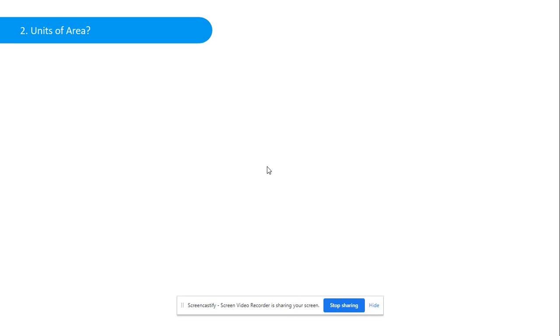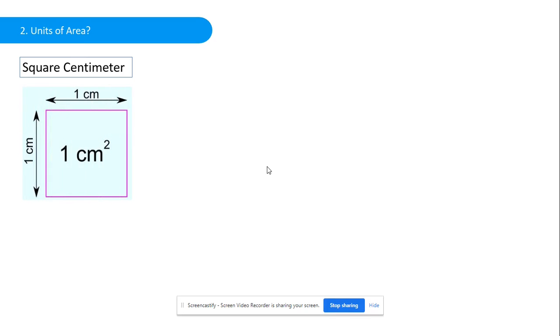Next, we want to know what are the units of area. The most basic unit is the square centimetre. This is, if we think about a square that is 1 centimetre wide and 1 centimetre long. So this square would have an area of 1 centimetre squared. And we use the square units to show that it is a two-dimensional shape, not just a length.